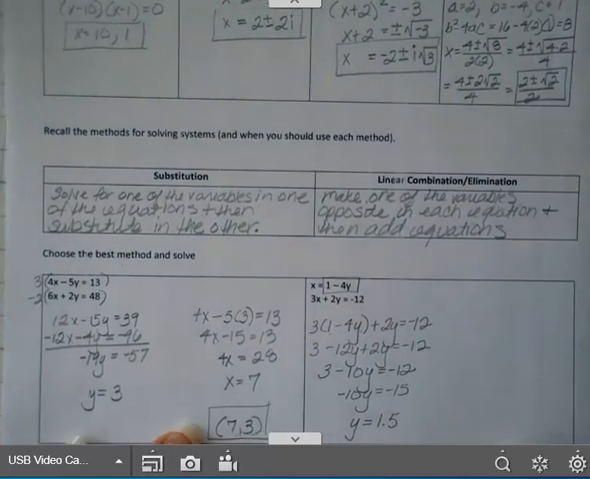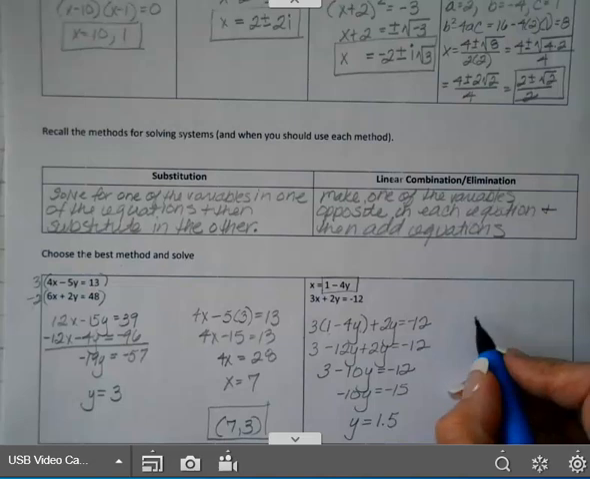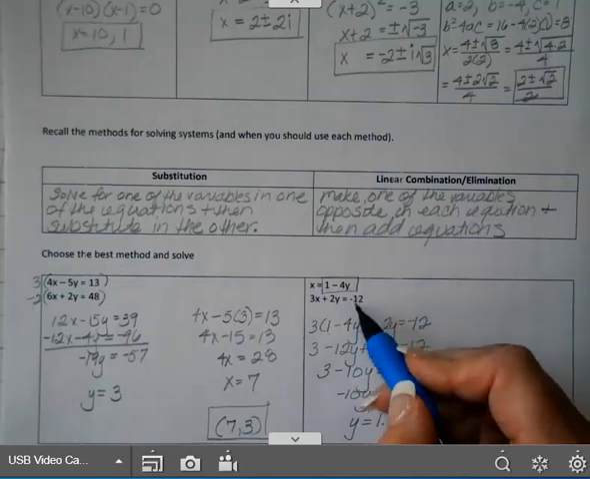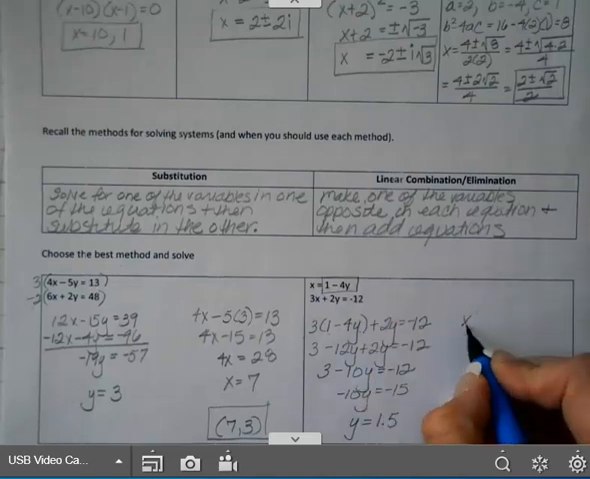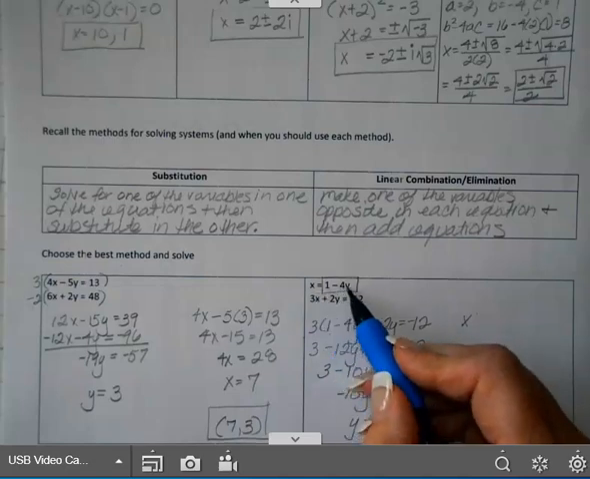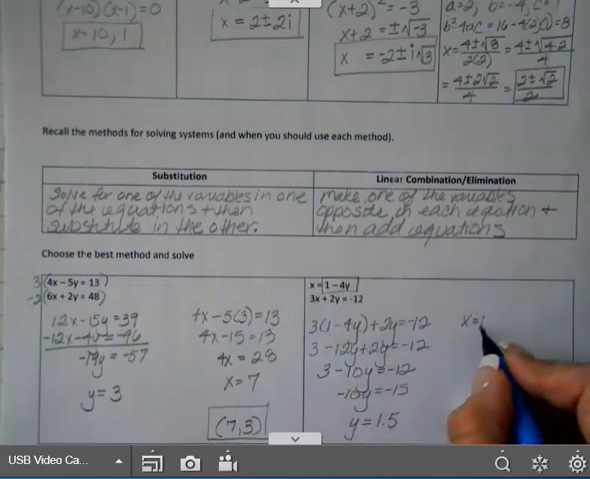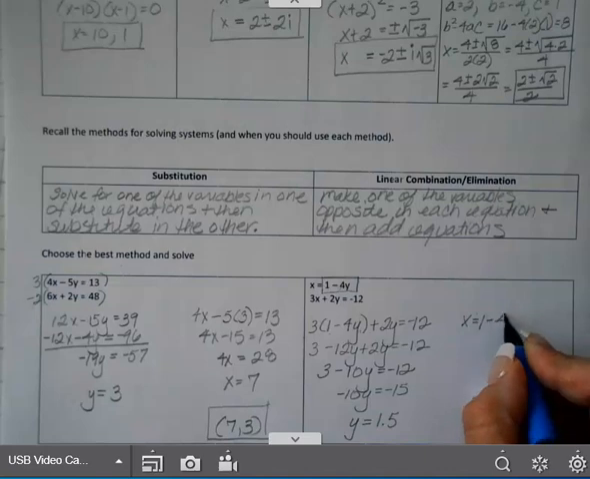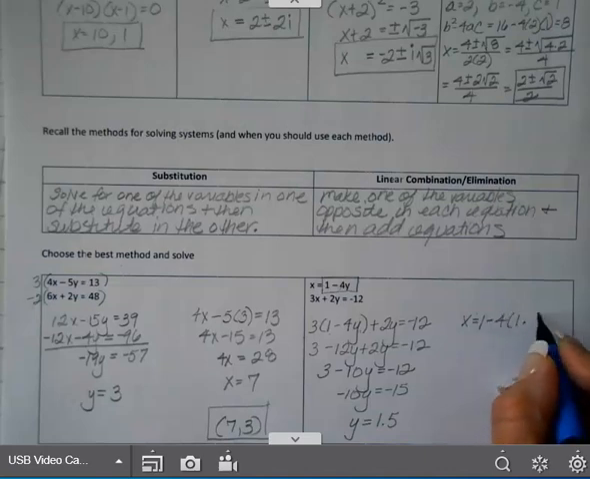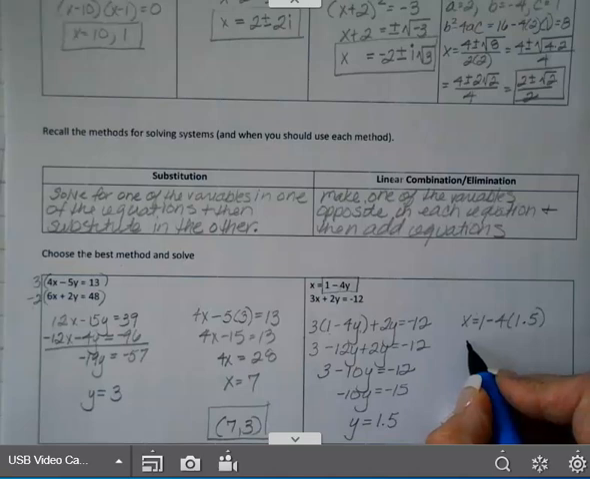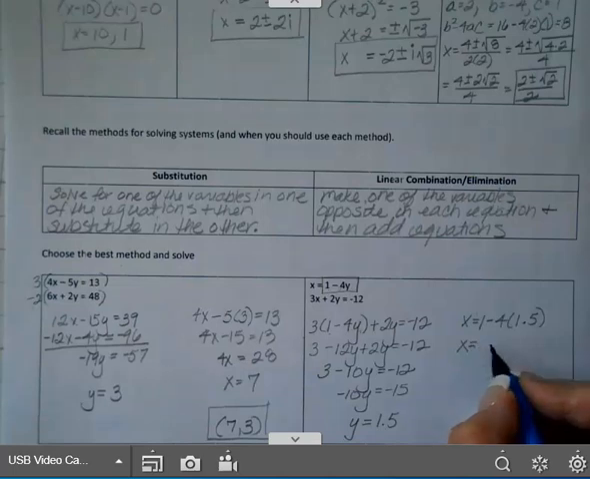I still need to find my x value. So you can either pick the top equation or bottom equation. Top one's way easier in this case. X is already by itself. You just have to plug in for y. So this is 1 minus 4, and y was 1.5. You could plug it in the other one. It's just going to be more work. And so when I simplify this, I get x equals negative 5.